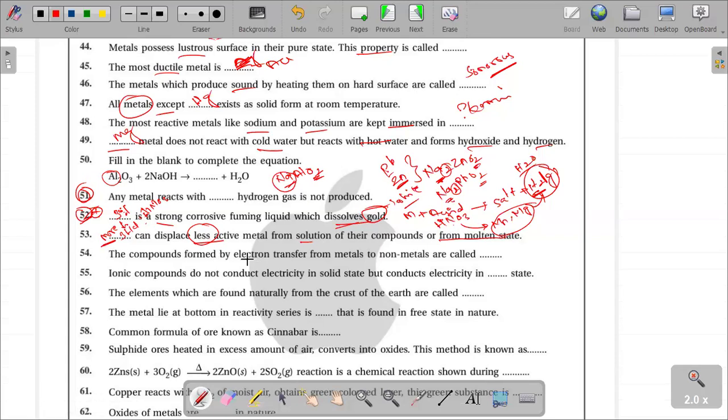Next, the compound formed by the electron transfer of metal to non-metal. Then what is it called? Ionic compound only, no? So metal and non-metal interaction is the ionic compound. Metals are ready to lose the electron. Non-metals are ready to accept the electron. Then they form a cation and anion. The interaction between cation and anion is nothing but ionic interaction or electrostatic interaction.